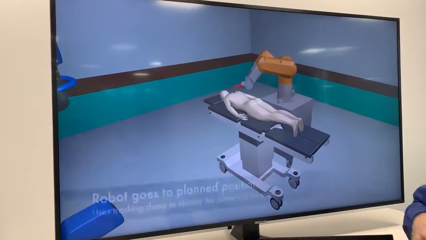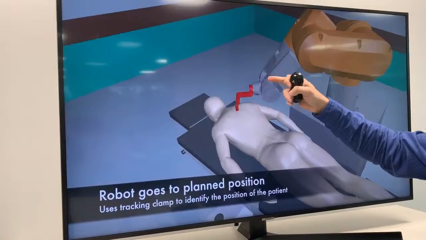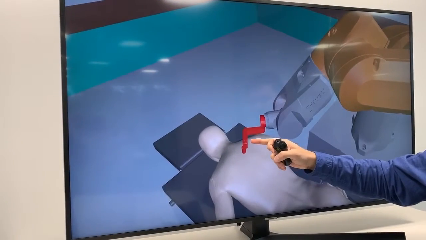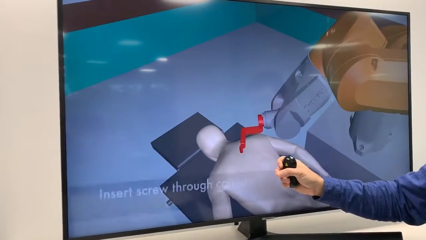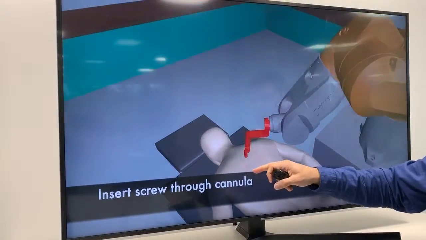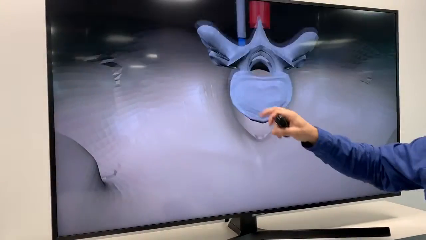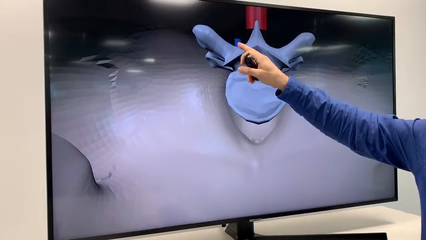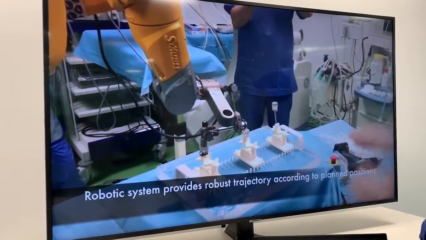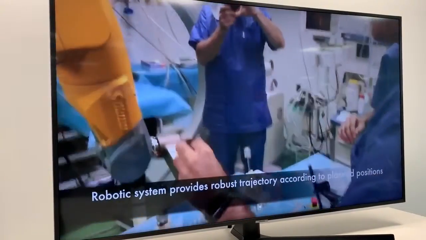Later, our robot. Here there is a guide, and through this guide we insert a cannula, and through the cannula the doctor can insert the screw. So the screw is in the pedicle with a minimally invasive procedure.